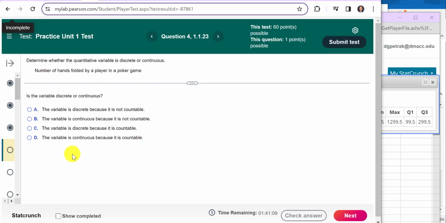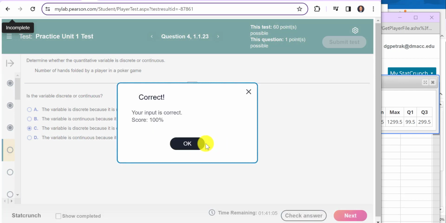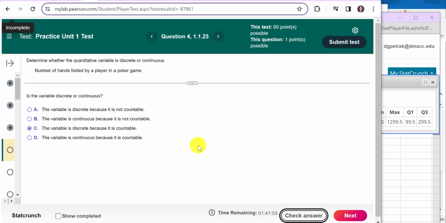So it's going to be discrete because it is countable. Where water filling in a pool would be a continuous phenomenon, because it doesn't skip to a discrete value. Discrete means like 1, 2, 3, like counting people or cars. All right, let's go in here.